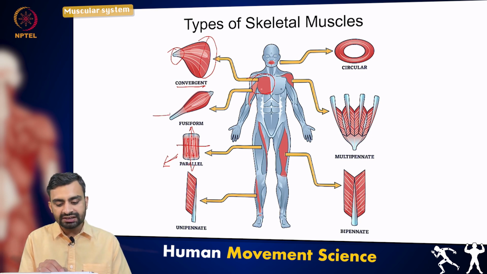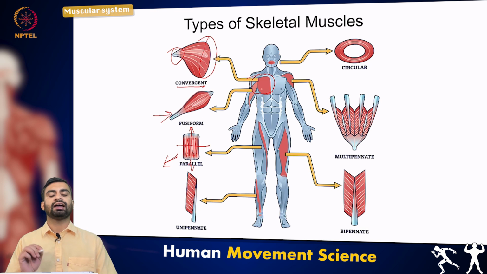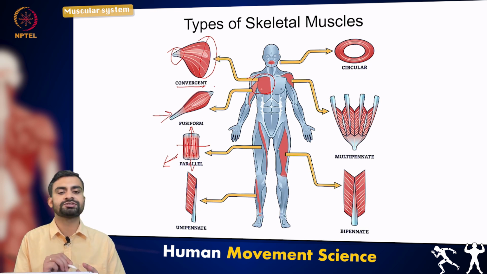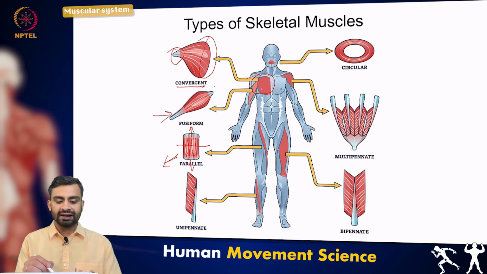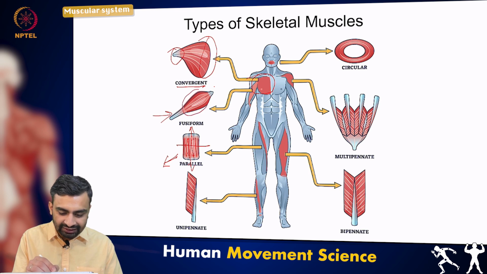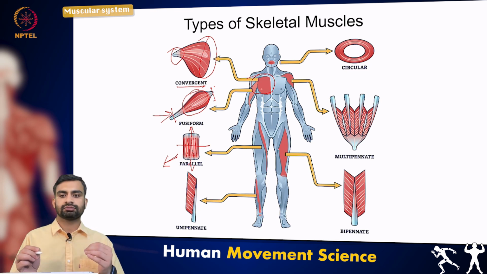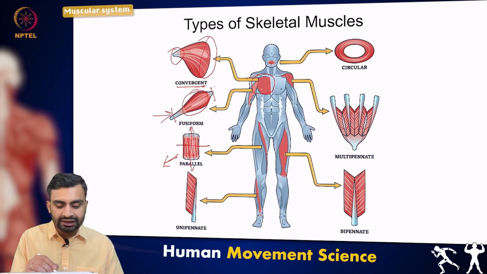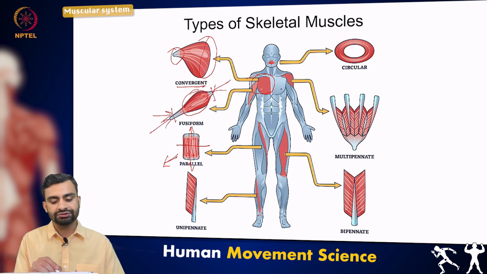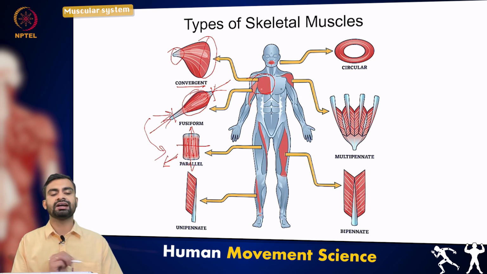Another form of muscle is fusiform muscles. It has the shape of a spindle, being wider in the middle and thinner at the ends. Between these two ends, the muscle fibers are arranged parallel to the long axis. So sometimes fusiform muscle is also called a parallel muscle.